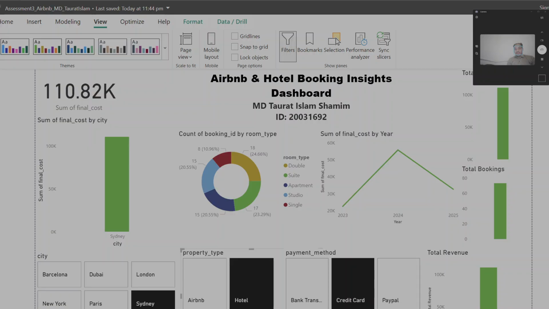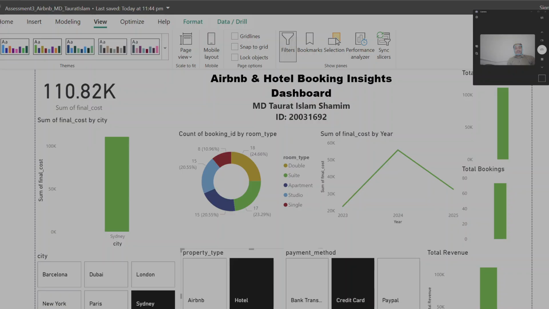Revenue trends over time. The line chart by year shows how revenue changes over time. We see that in 2023, revenue was lower than in 2024. It increased a lot, and in 2025 it drops again. The pattern shows that 2024 was the best year of business, but something changed in 2025. Managers can use this information to ask questions like, was there a market slowdown, fewer travelers, or maybe more competition? This helps plan strategies for the future.